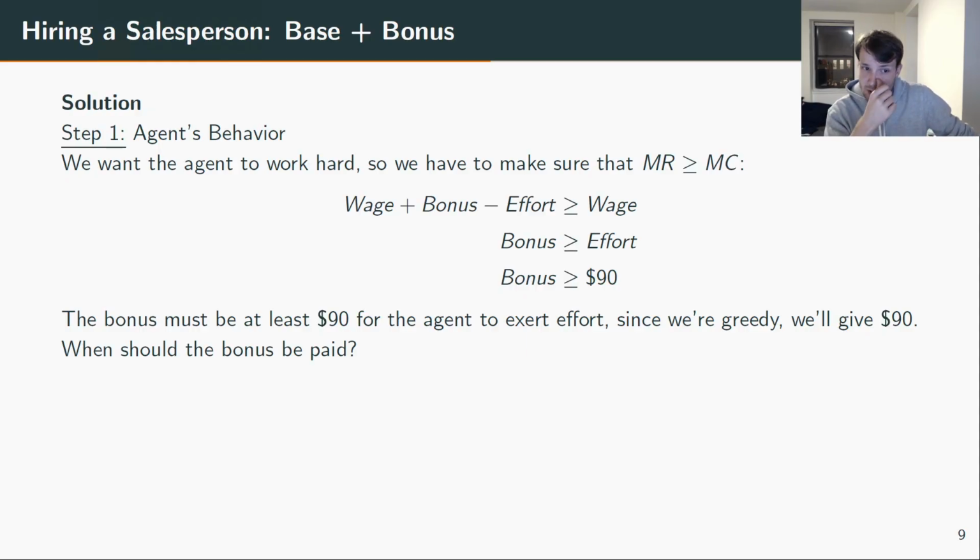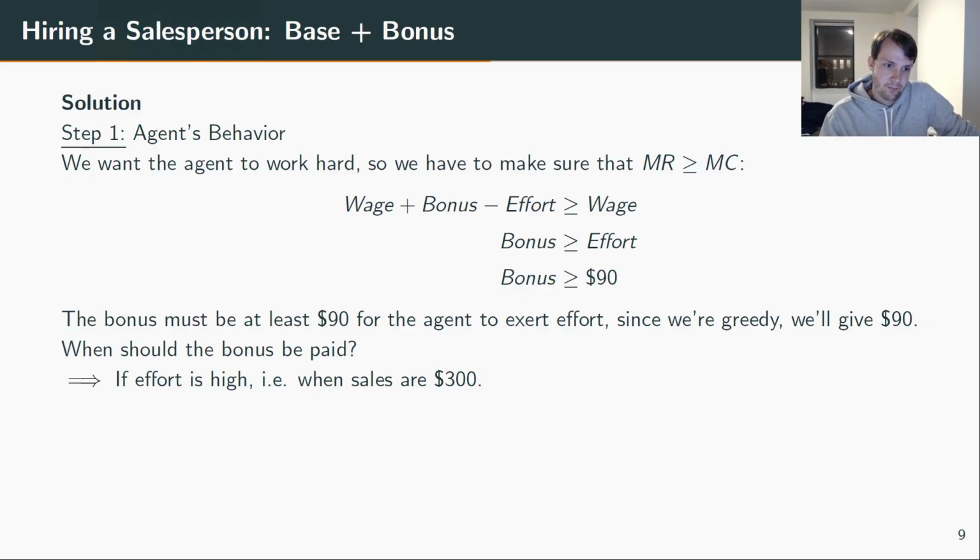Our question is, when should the bonus be paid? Well, only if effort is high, of course. So we're going to say if sales are 300, then we're going to pay a bonus. Otherwise, they would get the bonus unconditionally, and then they would never work hard.